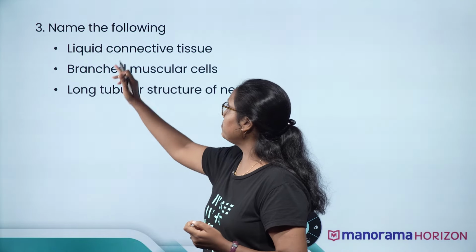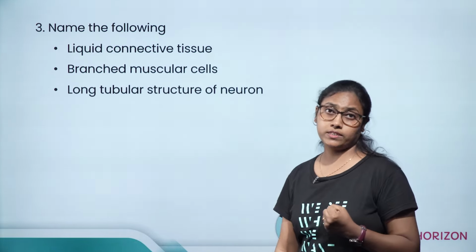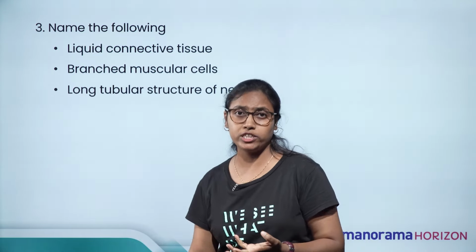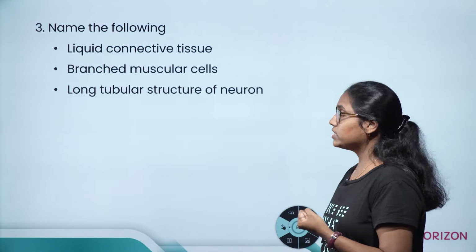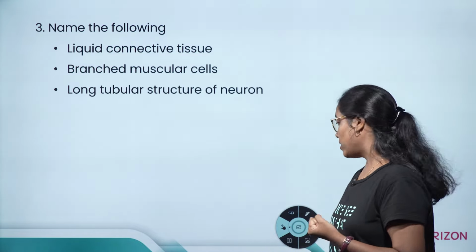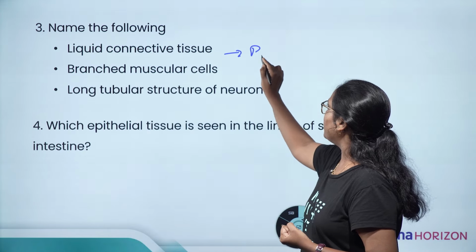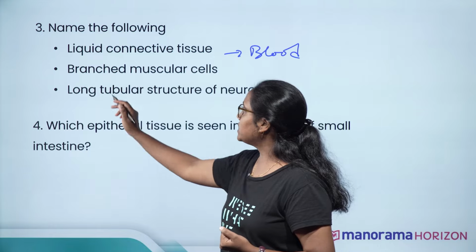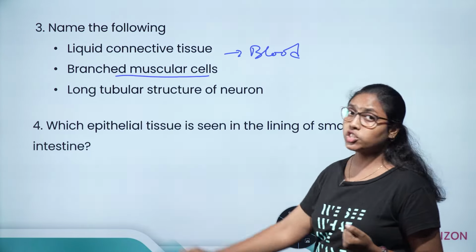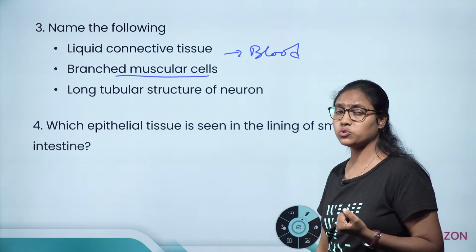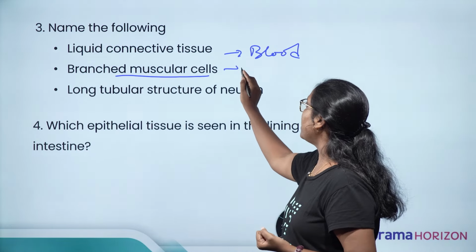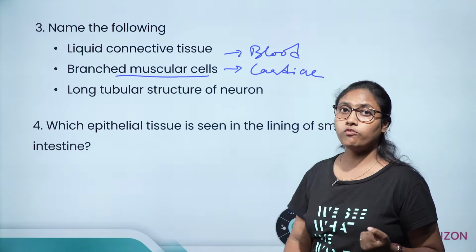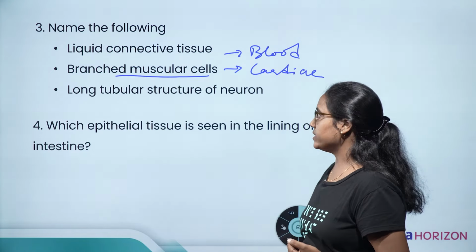Now, next, name the following liquid connective tissue. Liquid connective tissue, or we can say fluid connective tissue. So, which tissue is fluid connective tissue? It is blood. So, blood is the fluid connective tissue. Now, the next question is branched muscular cells. Branched muscular tissues are cardiac tissues. Okay. Cardiac muscle tissues are made up of branched muscular cells.